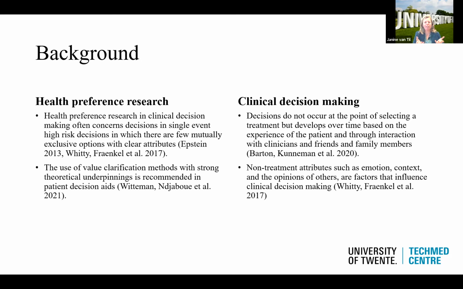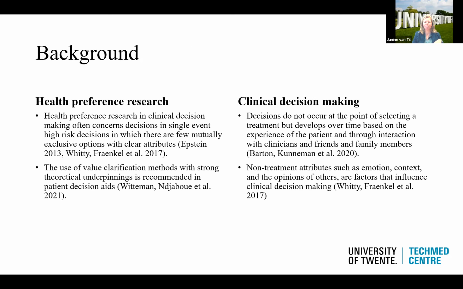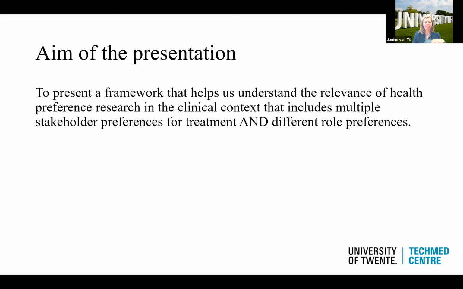So the question really is, how do we, as a group of health preference researchers, deal with the fact that if we collect preferences from patients to support clinical decision-making, we often elicit them from individuals at one moment in time, while these clinical decisions are actually made based on preferences of multiple stakeholders, including relatives, other caretakers, clinicians, within their whole social network. And the aim of my presentation, but also of the presentations that follow, is to present a framework that helps us understand the relevance of health preference research, or actually how health preference research should deal with preferences that include multiple stakeholder preferences for treatment and different role preferences.